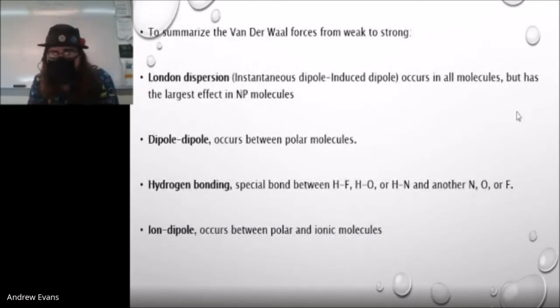Quick reminder, from weak to strong. We have London dispersion forces as the weakest. They are the only effect in nonpolar molecules, so those are the only ones that matter in nonpolar molecules. Next, we have dipole. All polar molecules will at least have a dipole. Hydrogen bonding is the special type of dipole between HF, HO, HN, or another N or F. And then ion-dipole, which happens if you have a cation or an anion dissolved into a polar liquid.